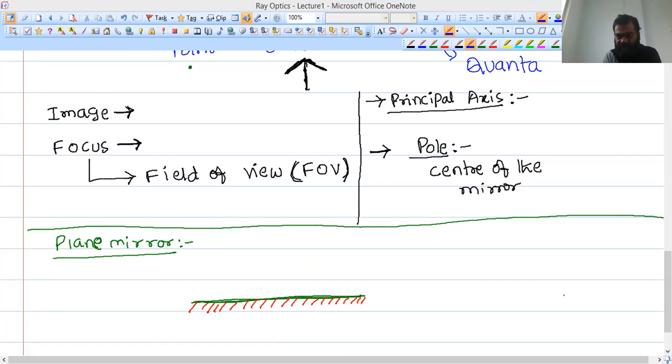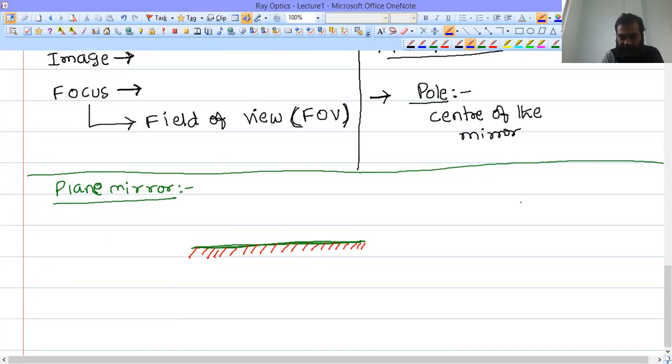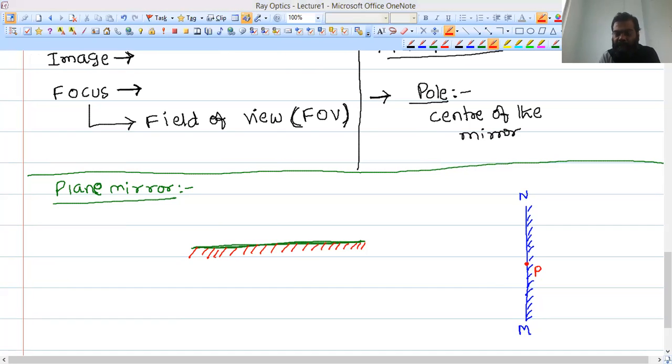Now we are going to see what the properties of the plane mirror are. For that, let us consider a plane mirror such that one surface is the reflecting surface and the other surface is silvered. Let us consider a plane mirror MN with a center point as the pole. As we discussed, we have a principal axis, the axis passing through the pole of the mirror and perpendicular to the mirror.